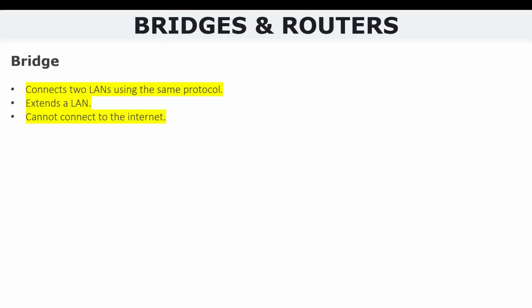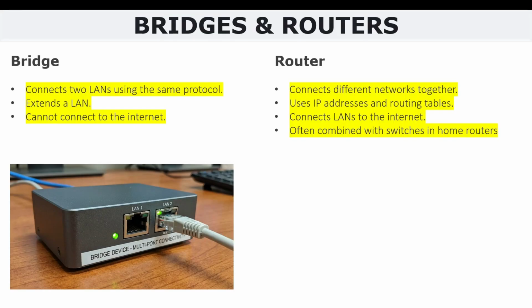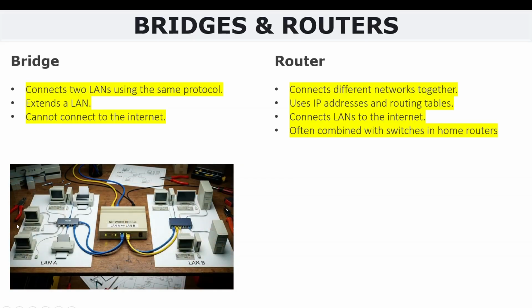All right, next we're going to be looking at bridges and routers. Now, bridges are meant to connect two LANs, or two segments of LANs using the same protocol. So basically, they extend a local area network. So if you take this image here, we notice that the bridge is connecting LAN A to LAN B, and in the process, the local area network has been extended or expanded.